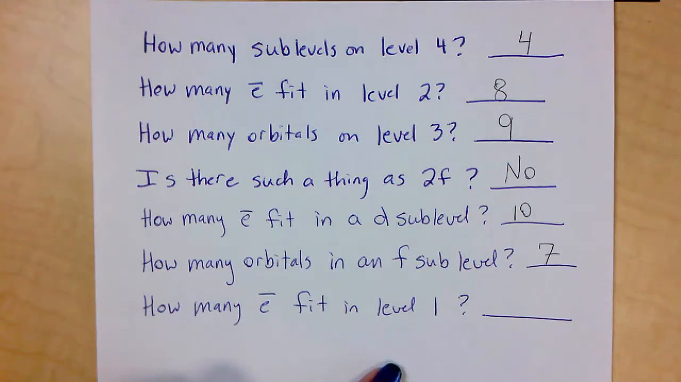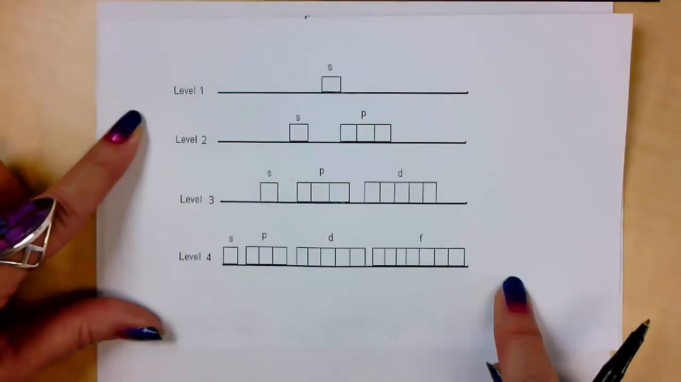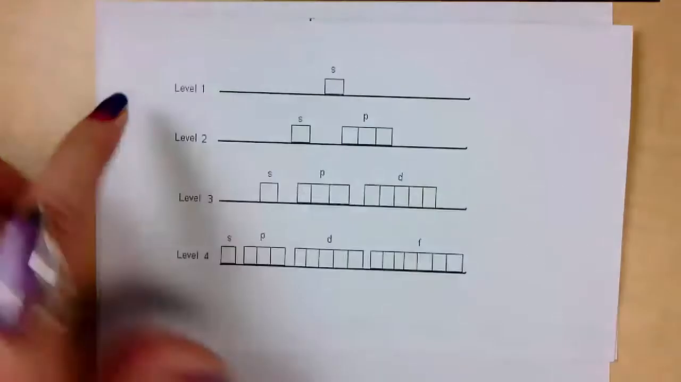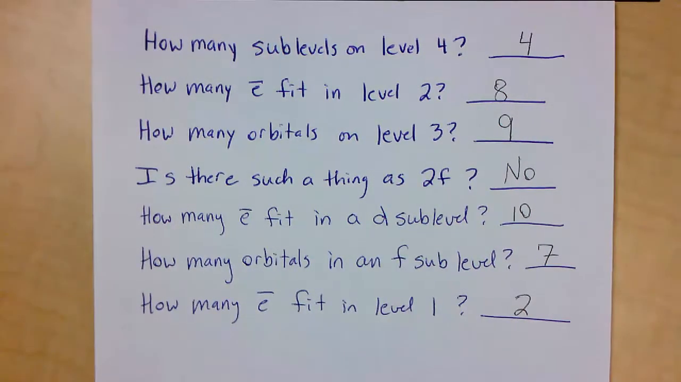Very good. And my last question, how many electrons can fit in the first level? That one's easy. Well, the first level is just an S, and there are 2 electrons in there. So the answer is 2. There's only 2 electrons in that first level.